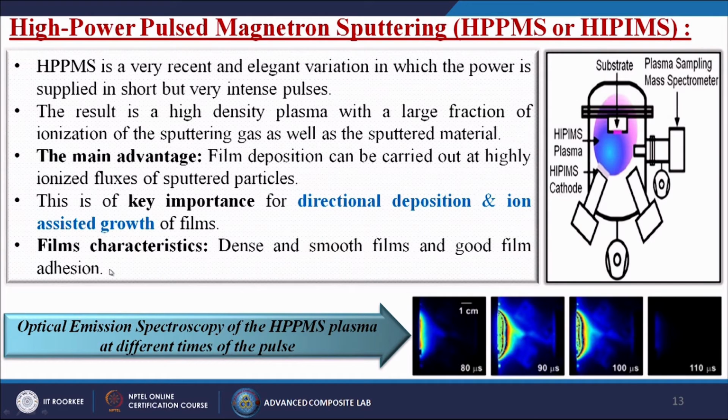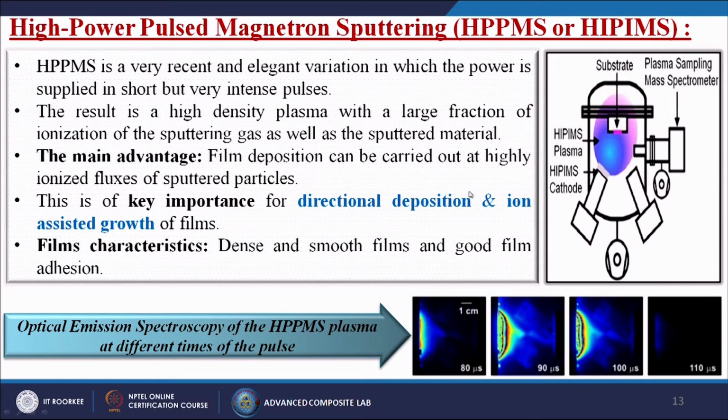Film characteristics: dense and smooth films and good film adhesion. So, here we are keeping the substrate over here, then we are using the plasma over there, we are having so many cathodes, and then in this particular case we are introducing the plasma sampling mass spectrometer. The film generation will take place at this particular juncture and it will deposit onto the substrate itself.